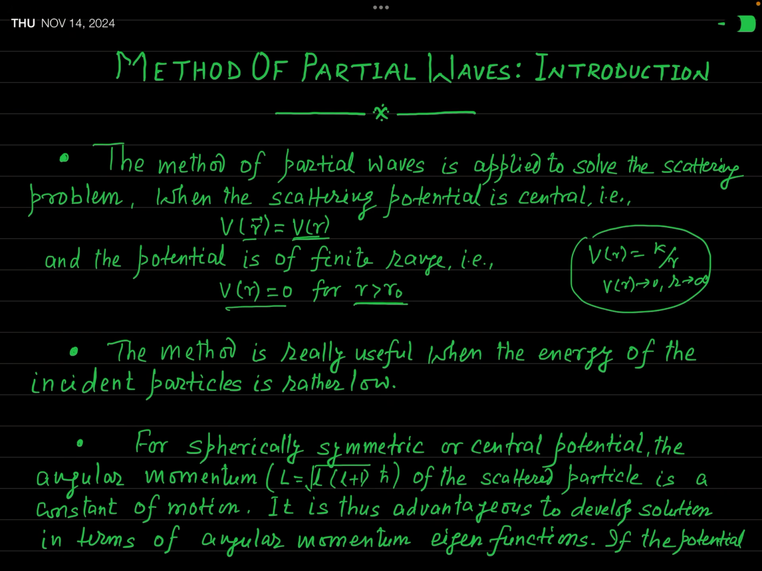If a question in objective type is asked to you, when you apply the method of partial waves, the answer will be when the scattering potential is of central nature, or it is a central potential or a spherically symmetric potential, only then you can apply this method. Okay, and you know, Coulombian potential is also a central potential, but it is not of finite range, it is of infinite range. Okay, so these are the conditions: if the potential is central, we can apply this method. This is not 100% correct.